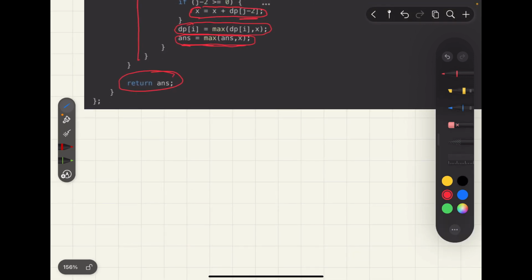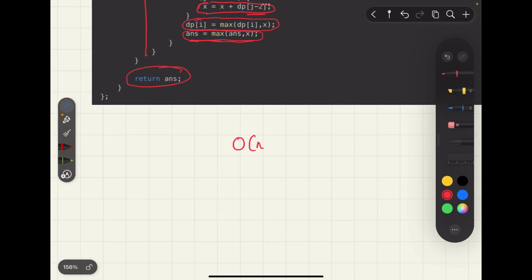Now talking about the time and space complexity, space is big O of n because we are using a helper array of size n, and time complexity is big O of n square. So for every cell we are checking all cells on its left. So for the first cell there will be one operation, for the second cell there will be two operations, for the third cell three operations, and so on. So the total operations are going to be n into n plus 1 by 2, which gives the time complexity as big O of n square.